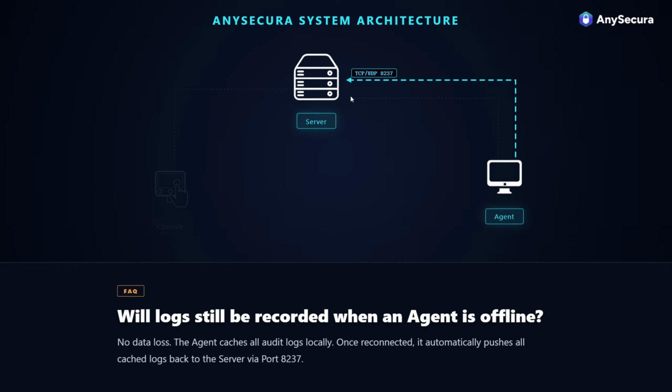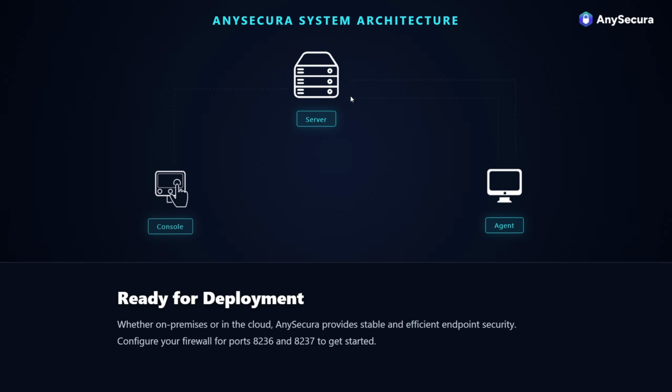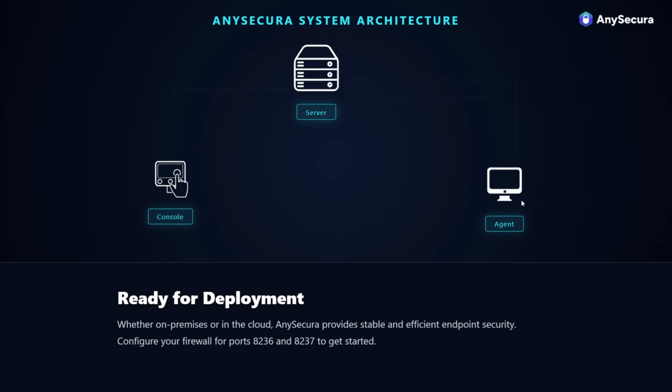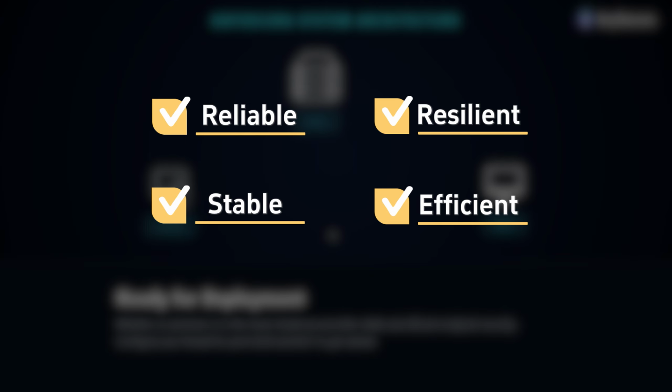So that's a quick tour of the AnySecura system architecture. The server acts as the brain, the console is your control center, and the agent enforces policies and records activity on endpoints. With clear C/S architecture, reliable communication channels, and offline resilience, AnySecura provides a stable, efficient solution for endpoint security management, whether on-premises or in the cloud.